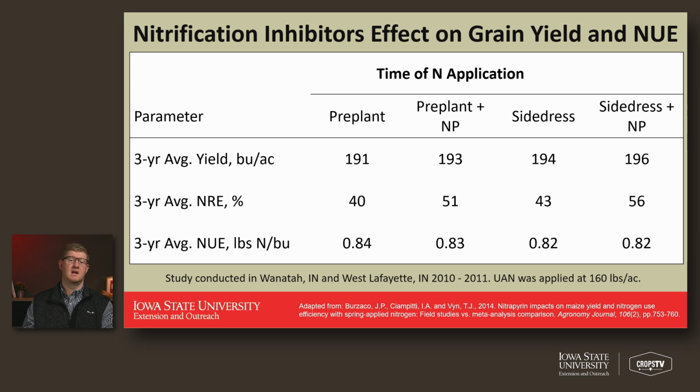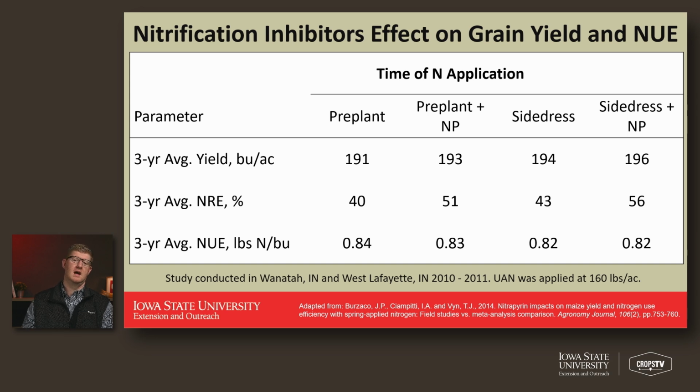So in this case, this study was conducted in Indiana, and they were looking at the application of UAN at 160 pounds of nitrogen per acre, either pre-plant or side dress timing. So all nitrogen applied at one timing, either pre-plant or side dress, with and without Instinct. In this table, the top row is going to be yield. So you'll notice in terms of yield, there's really no difference in yield whether or not you have an inhibitor, and really no difference in yield with application timing as well.